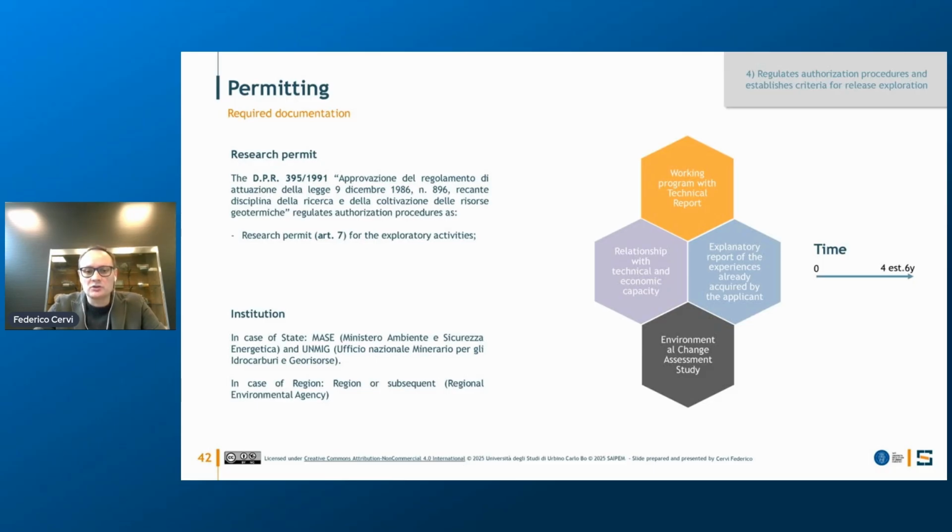The exploration permit can cover a maximum area of 300 square kilometers, and if the same entity applies for multiple exploration permits with multiple applications, it can extend to a limit of 5,000 square kilometers if within Italian territory, therefore spanning multiple regions, and 1,000 square kilometers if the area is concentrated in a single region.